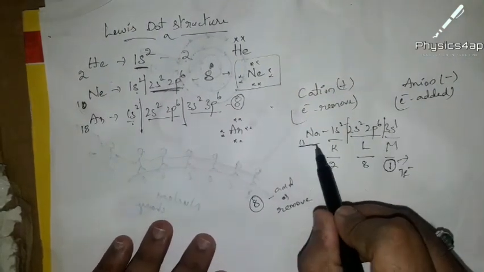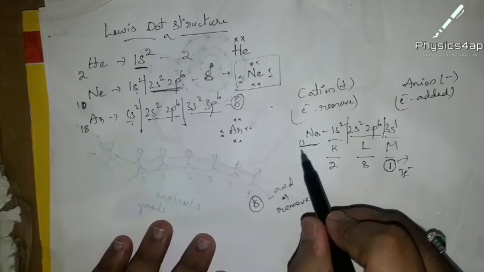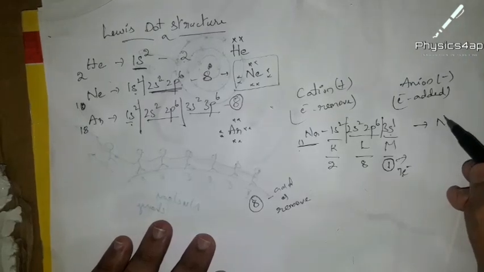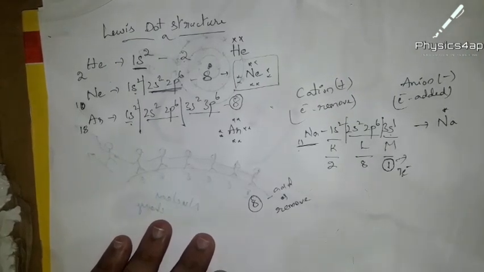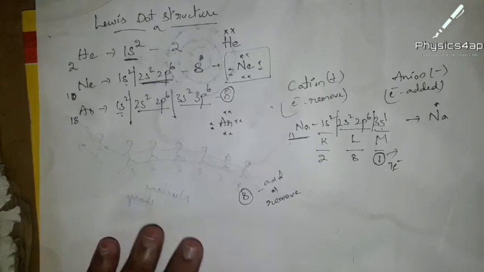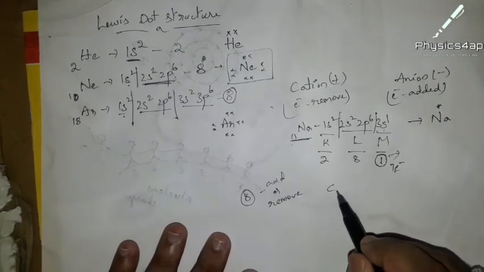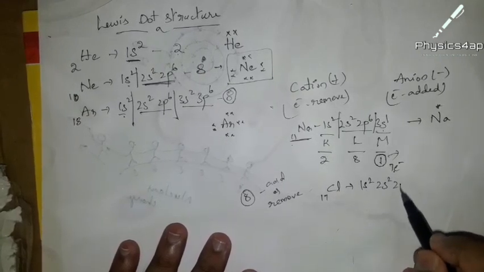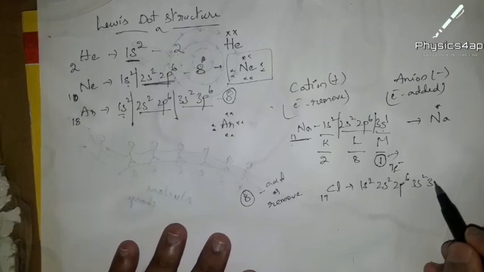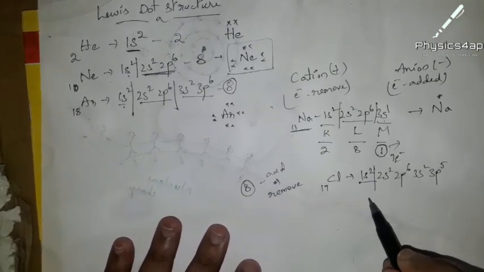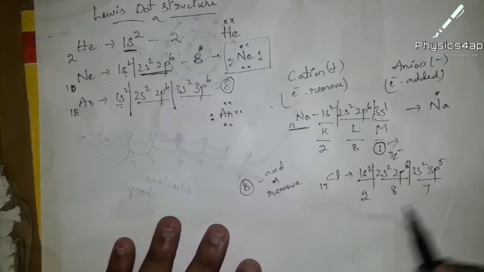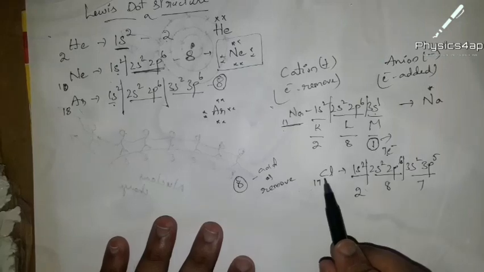Now another example, like we take sodium, Na, atomic number 11. In the outermost orbit we have only 1 electron. So the dot structure for sodium can be written as Na with just 1 dot. At the same time for chlorine, we write 1s2, 2s2, 2p6, 3s2, 3p5. In the first orbit we have 2 electrons, the second orbit we have 8 electrons, and the third orbit we have 7 electrons. Now how many dots should be placed around chlorine?